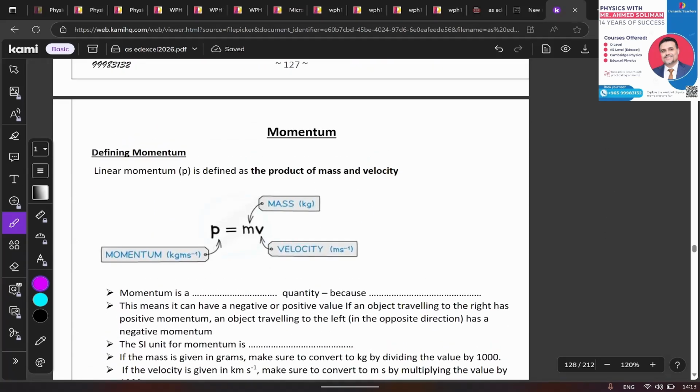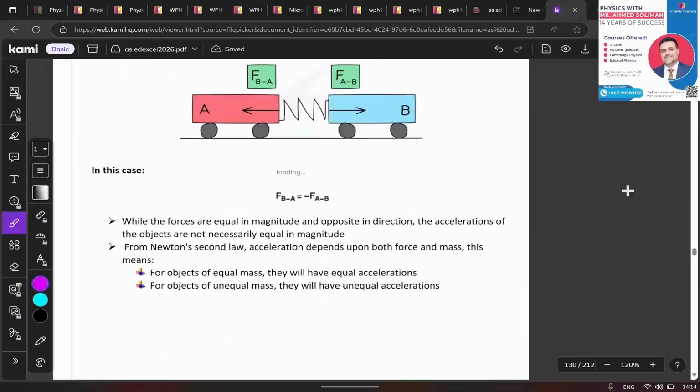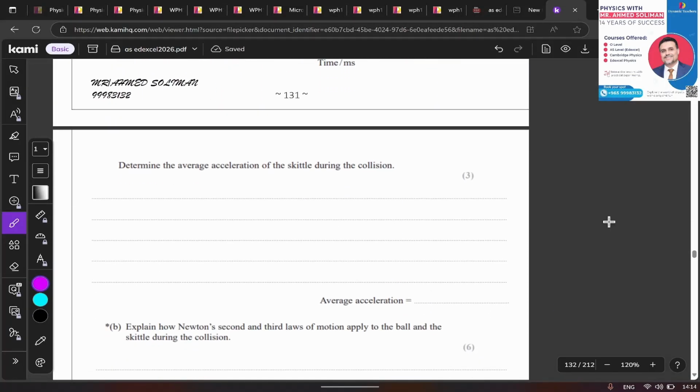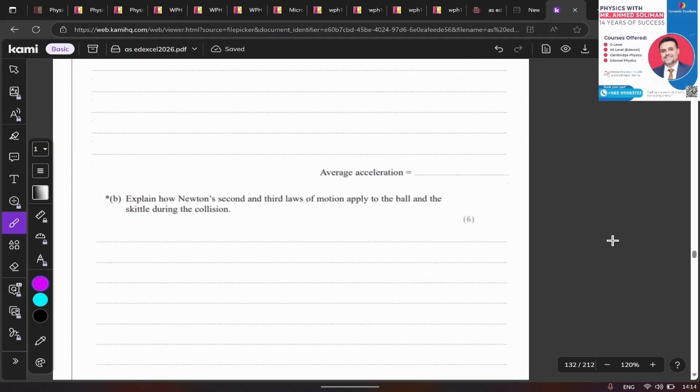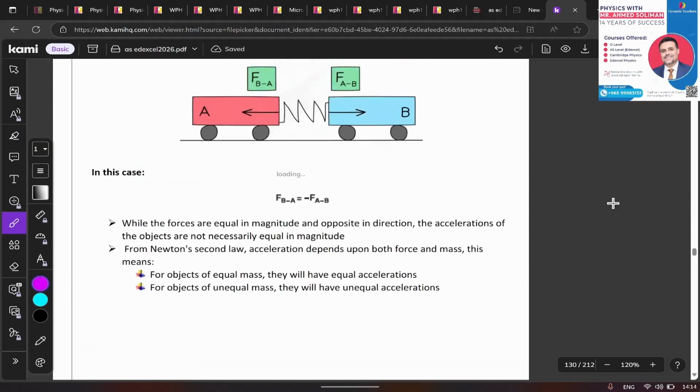Now I prefer to start momentum next lesson because it's long and we need time to take all the ideas about momentum. I don't want to take a part of momentum this lesson and the second part next because I have to repeat what I did. So we will stop here.